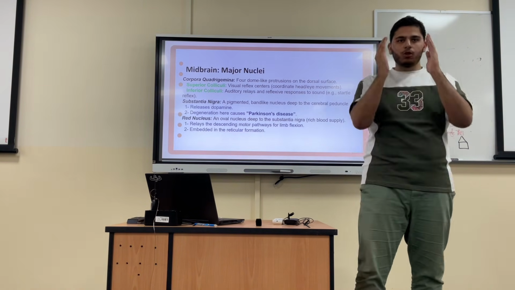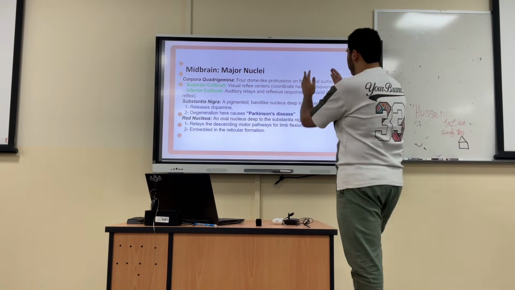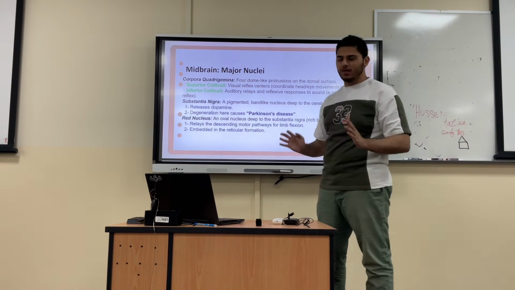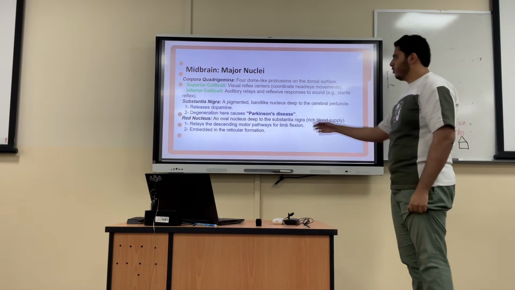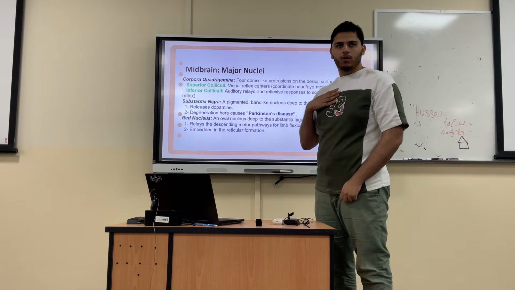Like our attention goes to him. This is an example of the inferior colliculi, how they respond to the auditory reflexes. Now, we have two other nuclei that are also important: the substantia nigra and the red nucleus, okay?